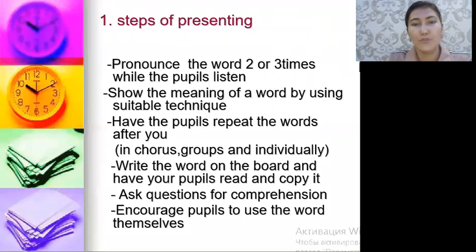So first stage, steps of presenting. First of all, you have to pronounce the word two or three times while the pupils listen. Then show the meaning of the word by using a suitable technique. About techniques we will speak later. Have the students repeat the word after you, in chorus, in groups, and individually. Write the word on the board and have your pupils read and copy it. Then ask questions for comprehension and encourage pupils to use the words themselves.